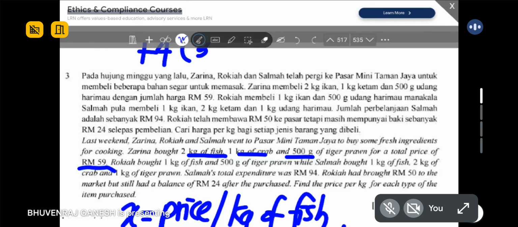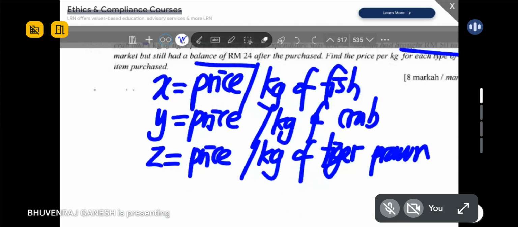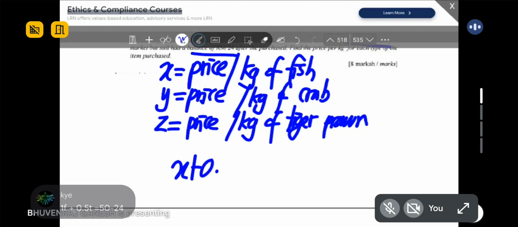X plus 0.5y equal to 26. Okay, let me see. X plus 0.5y. And then Rokia. Okay, and then with Salma total 94. Rokia had bought 50. Balance 24. Okay. Wait, let me think. Yeah, correct. Okay, means that she paid extra. That's why you have balance. Kalau ada baki, maksudnya dia bayar lebih. So that's why 50 you need to minus by 24. Okay, because the actual price is 26. When you pay 50, you get balance 24. Okay, so X plus 0.5Y equal to 26.